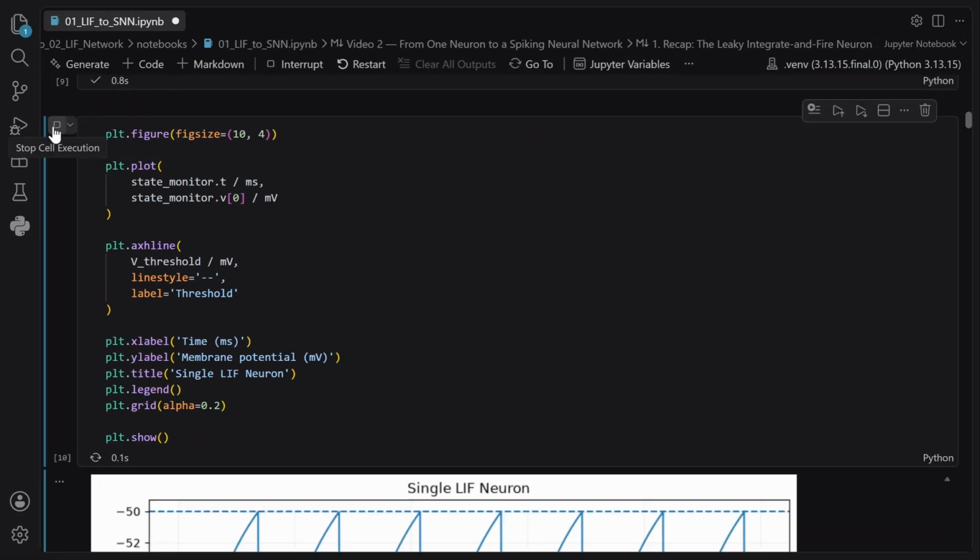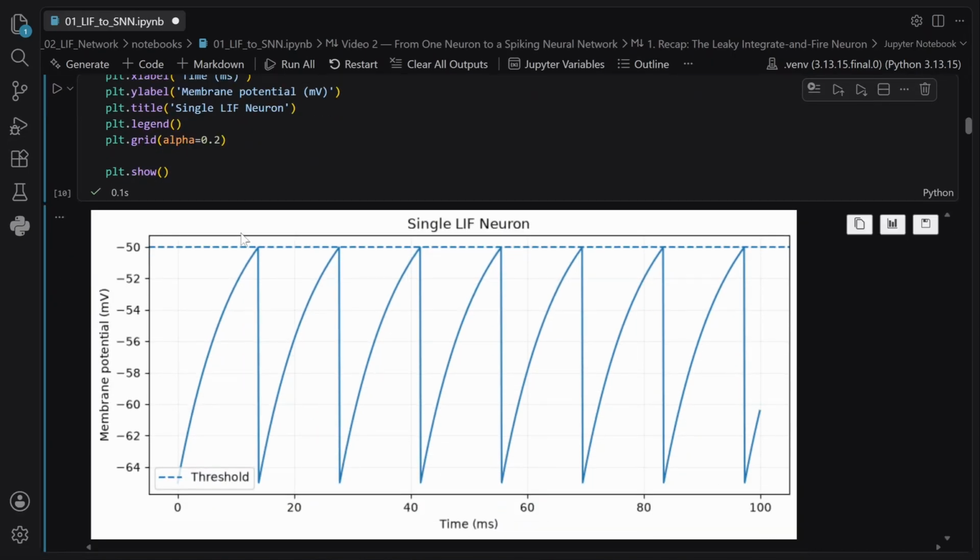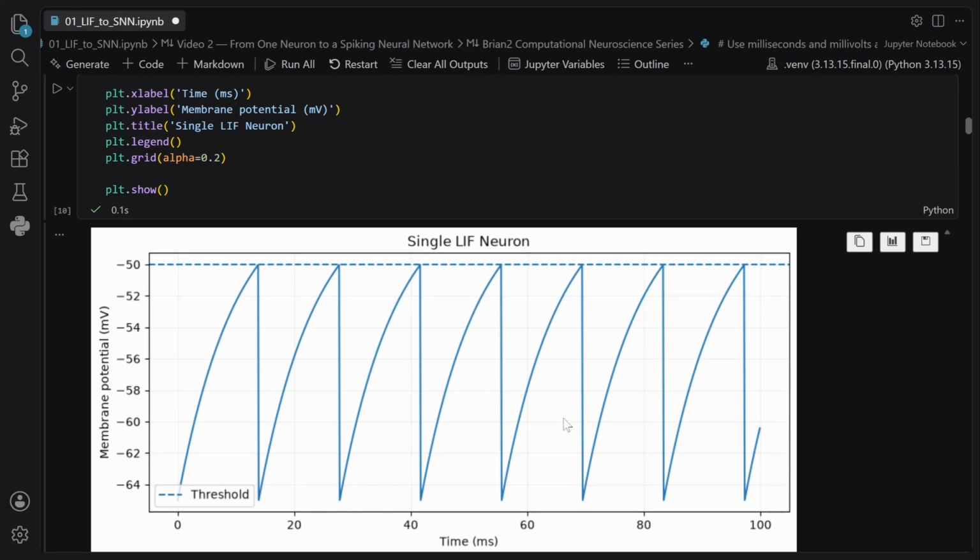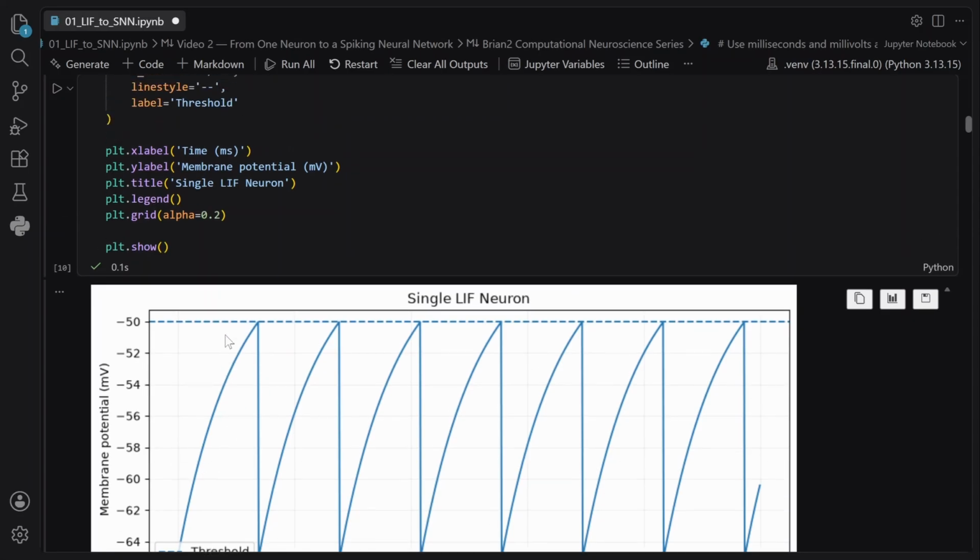Now let's see the plots. We can see the membrane potential. We start from minus 65 millivolts, rise slowly, touch threshold, drop back to minus 65 millivolts and start again. Now let's talk about time constant. You can see this reaches threshold in about maybe 18 milliseconds. So let's change that.